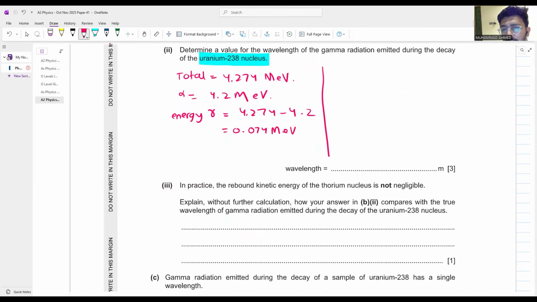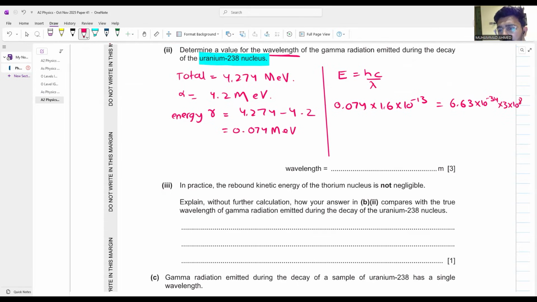Okay. But you don't need the energy, you need the wavelength. What will you do? Energy of any photon is equal to hc over the wavelength. Energy equals 0.074 mega electron volt times 1.6 10 to the power of minus 13. What is the value of h? 6.63 10 to the power of minus 34. What is the value of c? 3 into 10 to the power of 8.